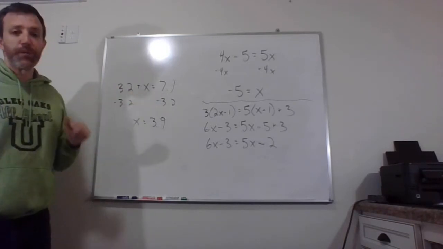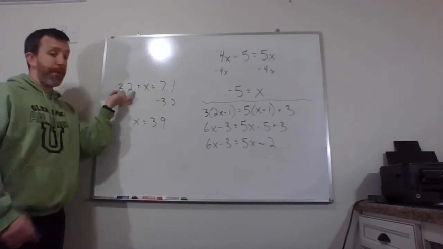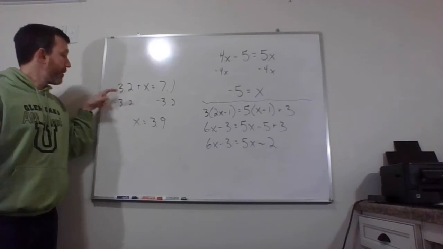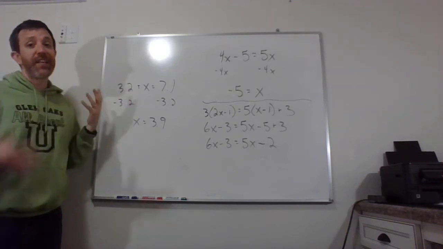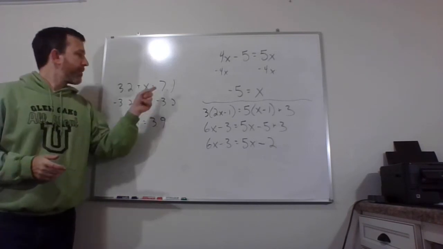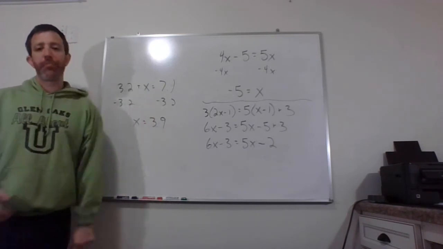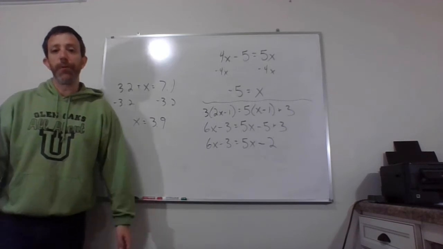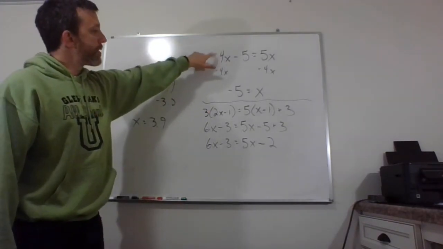3.2 plus x is equal to 7.1. Importantly, this is a positive 3.2. To get rid of it, I still have to subtract. It's decimals, but you have a calculator. Use your calculator. It's worth it. 7.1 minus 3.2, that's 3.9. There we go.